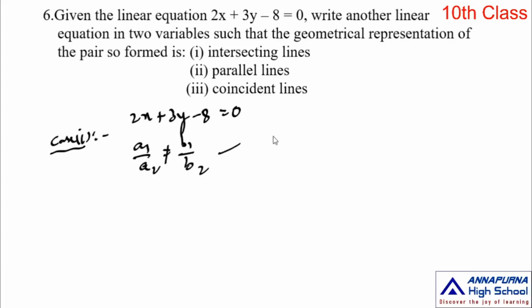No problem. Here I am writing one equation, that is 4x plus 5y minus 6 is equal to 0. Just observe these two equations. A1 by A2 is equal to 2 by 4, that is 1 by 2, and B1 by B2 is equal to 3 by 5. Both are not equal. A1 by A2 is not equal to B1 by B2. So this is my example, and you can write your own.